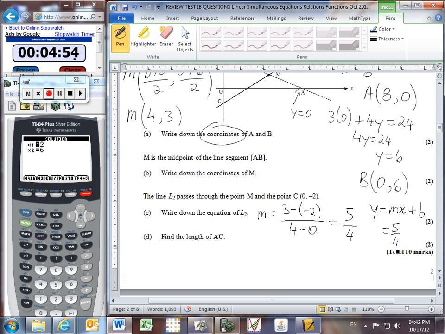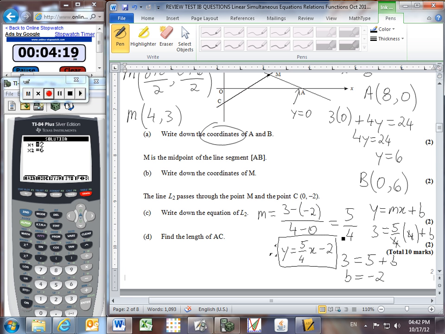So let's substitute in a known point on the line, such as our midpoint, which is clearly on the line because line L2 does pass through that point M. So let's substitute in an x value of 4, and my y value is 3, and I need to solve for b. So 3 is equal to, well, these 4's will cancel, so it will be equal to 5 plus b, and that means that b is equal to -2. So therefore, the equation of the line is y equals 5 over 4 x, and now we know the b value, -2.